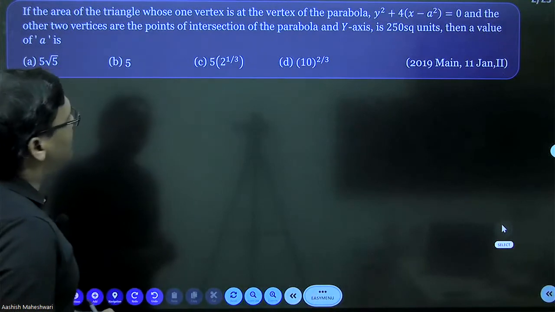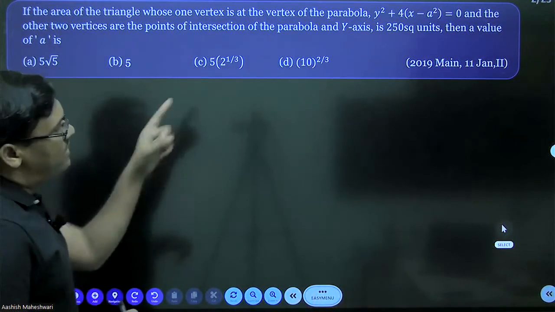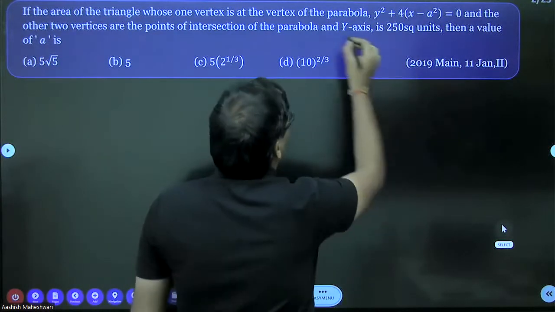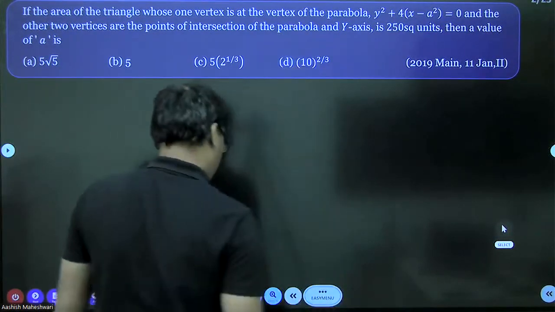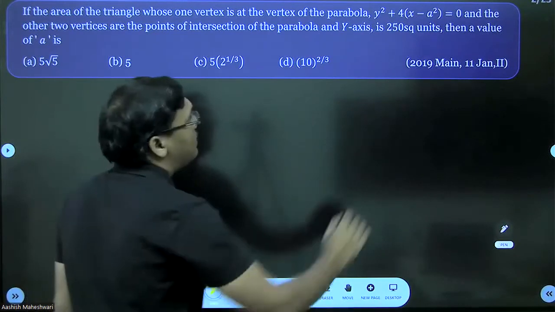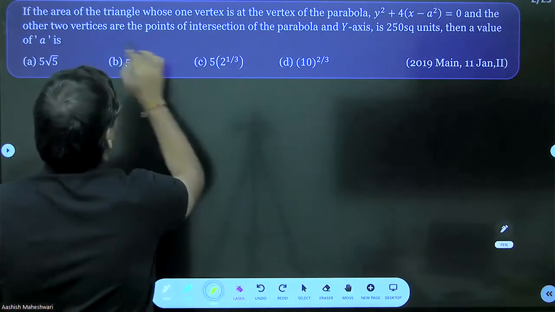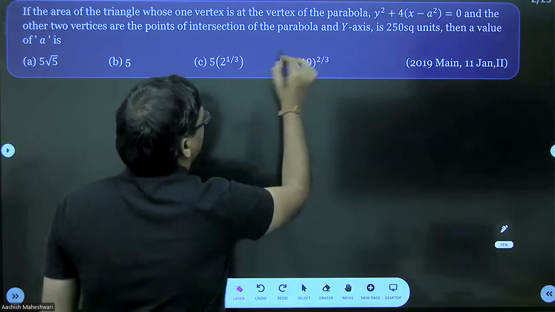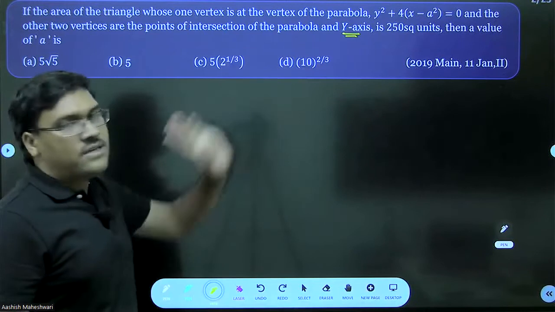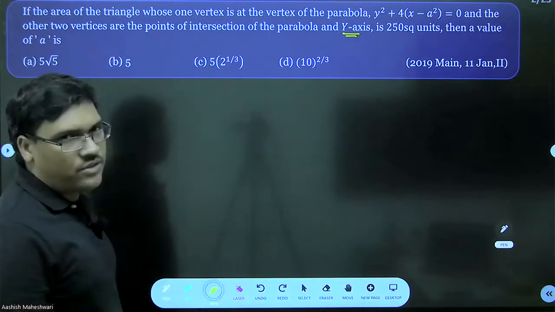If the area of the triangle whose one vertex is at the vertex of this parabola, so obviously first you have to find the vertex of this parabola, and the other two vertices are the points of intersection of this parabola with the y-axis, and the area is given as 250, then what is the value of a? You have to find this.